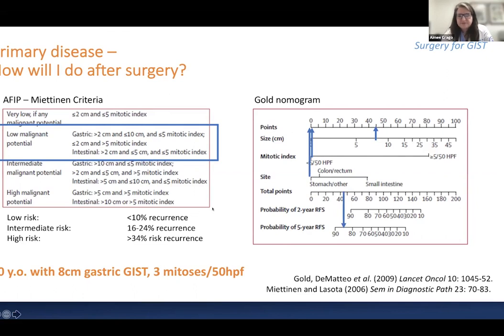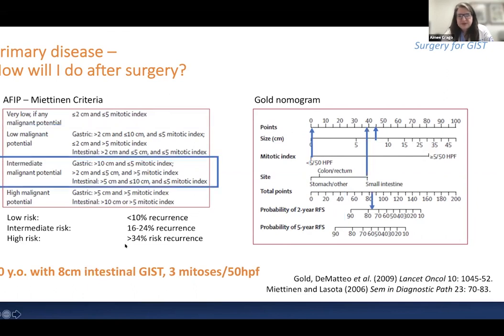If you look at a patient who then, instead of a gastric tumor, has an intestinal tumor with still a low mitotic risk and 8 centimeters, so the same size, this change from gastric to intestinal puts you in a higher risk category, so an intermediate malignant potential. So intestinal tumor 5 to 10 centimeters, less than 5 mitotic index, and intermediate risk tumors by the Miettinen criteria have a risk of recurrence between 16 and 24%.